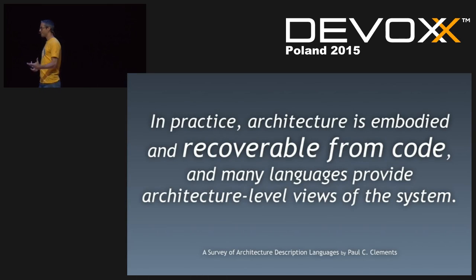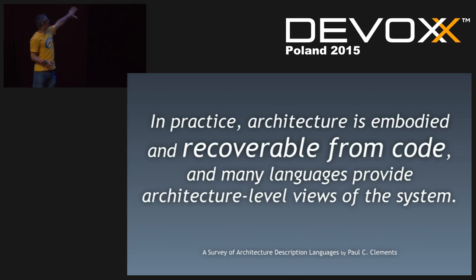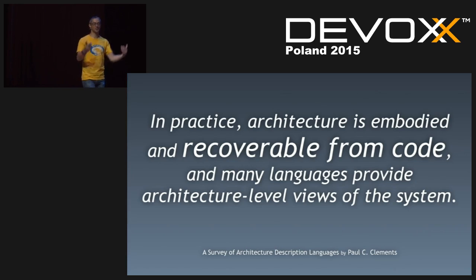This is from a paper from 1996, and it's a paper about architecture description languages. An architecture description language is simply a bunch of text that you use to describe the structural elements of your system. There are a few out there, they're not massively used. One of them, for example, is called Darwin. In practice, architecture is embodied and recoverable from code. This was written in 1996. I don't think this is true anymore, given the languages and technologies that we're using. I've seen very few code bases where we can extract an architectural model from the code. I don't think it exists.